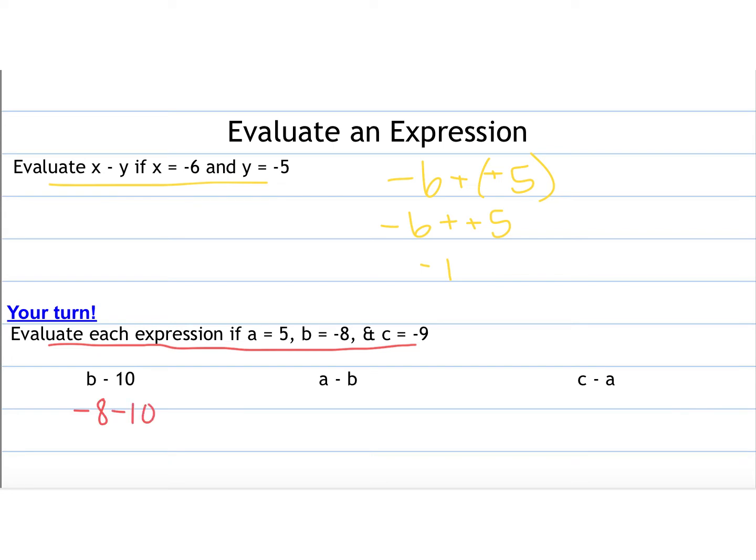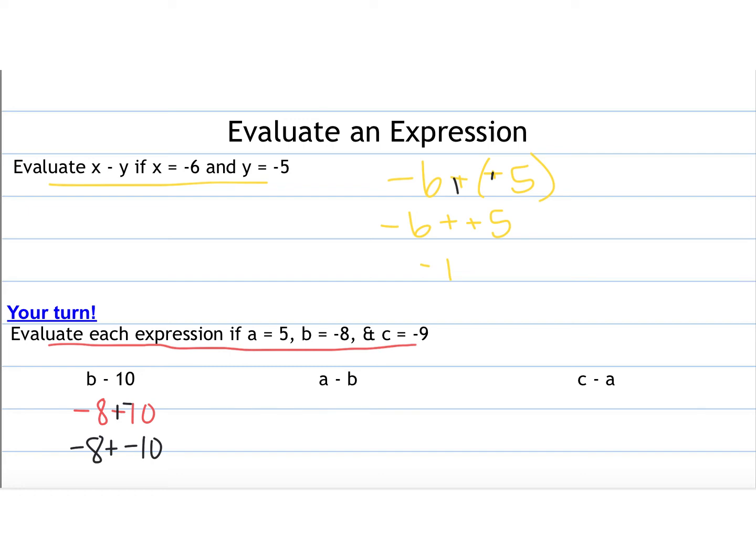Now, integer rules. Keep the first number the same. Change from subtraction to addition. And change the sign of the second number. So it was a positive 10, so now it's going to become a negative 10. Up here we had that chop chop that we could remember. This one is chop minus. So you chop this into a plus and change this into a minus or a negative.